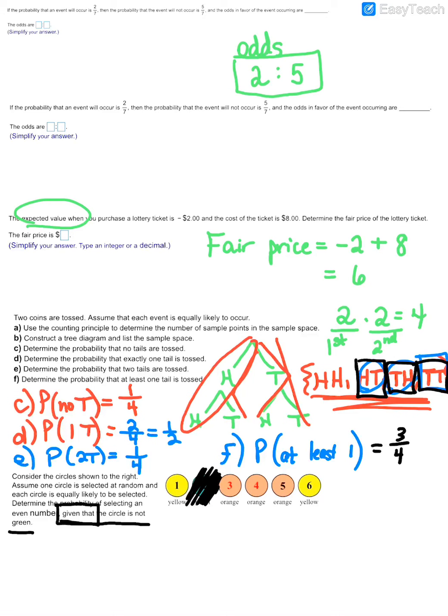Notice the first thing that does is it reduces the number of outcomes in your sample space. I only have 5 outcomes that I'm looking at. Now, out of those 5, I want to know how many of them are even numbers. So 4 is an even number, 6 is an even number. So I would say 2 out of 5 would be my chances of selecting an even number given that the circle is not green.